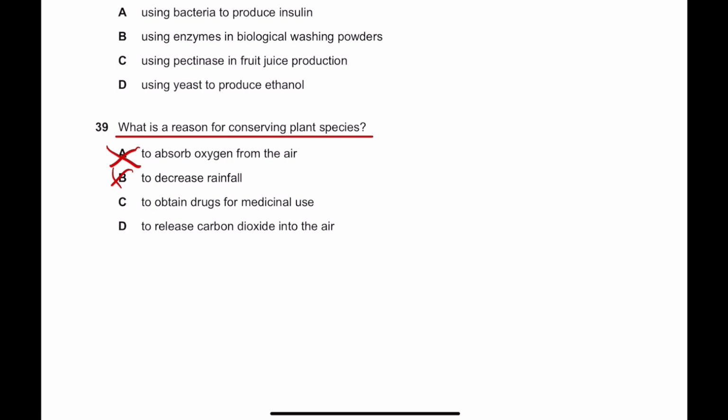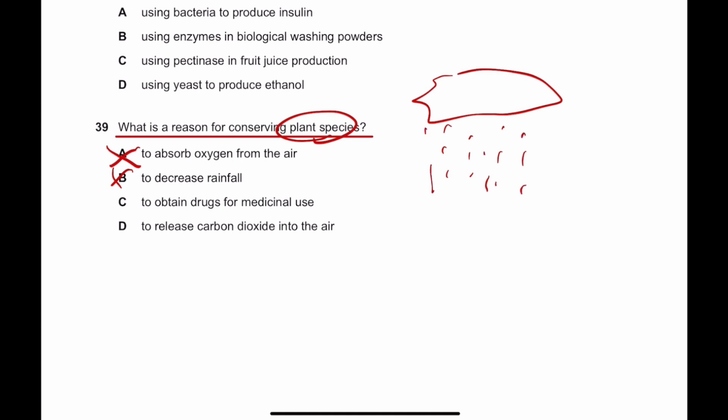It can actually increase the rainfall, because more plant species means more transpiration, more precipitation, and more rain, right? Plant species give out water vapor by transpiration, and then by condensation it becomes clouds, and clouds will cause raining or snowing as well. So nope, absolutely not. C, to obtain drugs for medicinal use? Yes. If we have many species, then they can produce many things that we don't have. There are medicinal substances that are produced by plants. Since ancient times, we have used herbs to produce medicine. So C is correct. D, to release carbon dioxide? What good would it be, right? D is not the right answer. The only answer for number 39 is C.